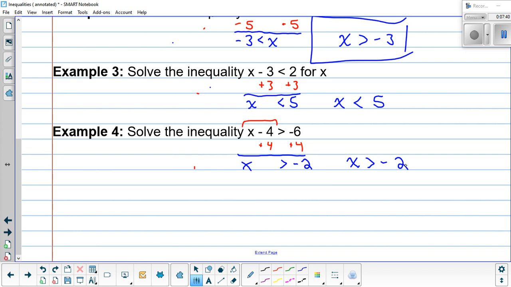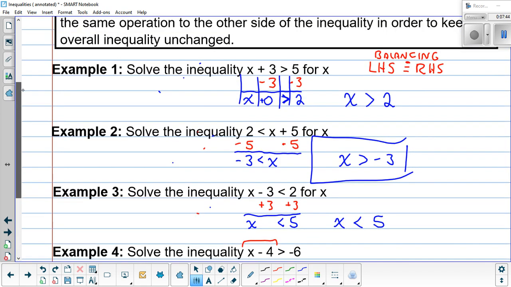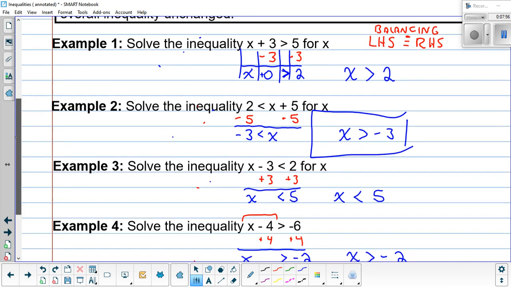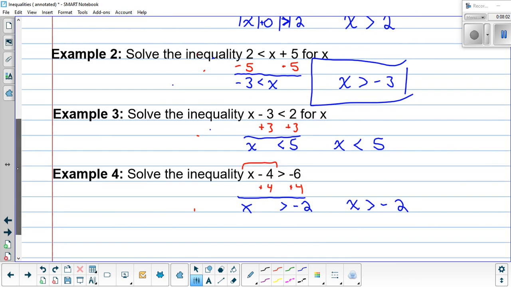So notice one thing before I let you go and do some practice problems. Example 1, let's look at that. There's a negative 3 in red and a negative 3 in red on both left and right. Here there's a negative 5 and a negative 5 on the left and right in example 2. Example 3, there's a positive 3 in red and a positive 3 in red, both on left and right. And example 4, there's a positive 4 on the left, positive 4 on the right.